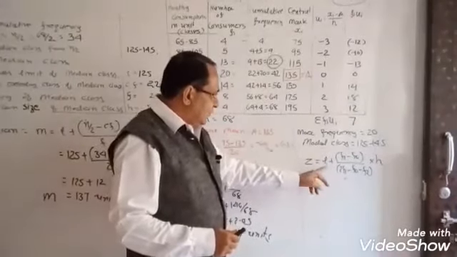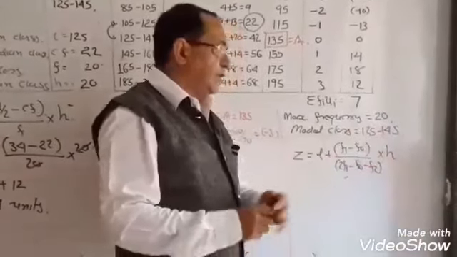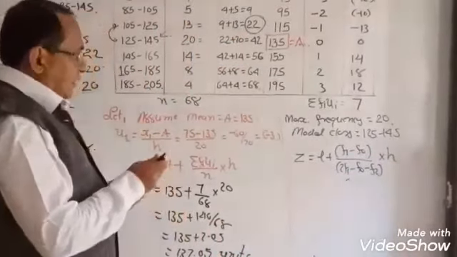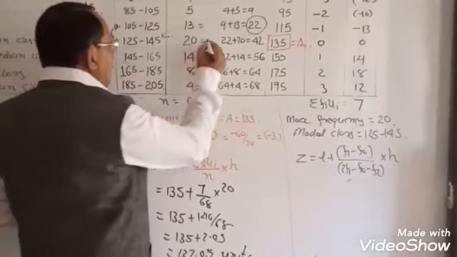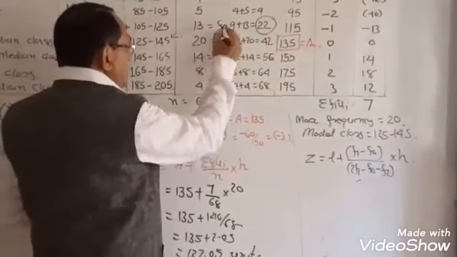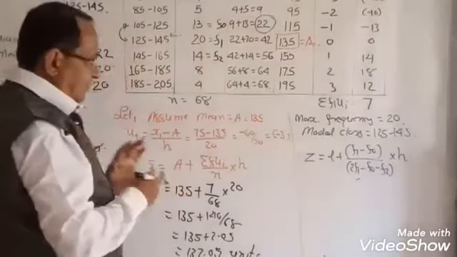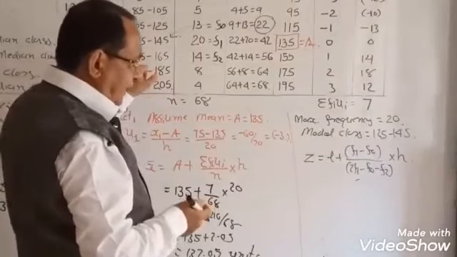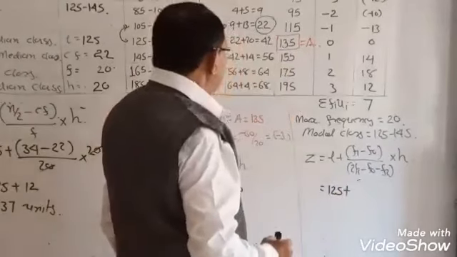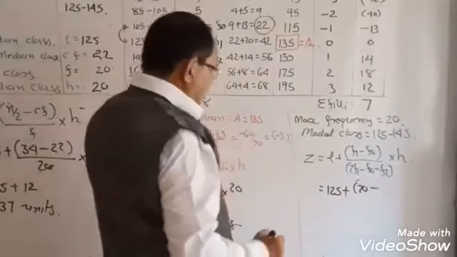Now Z is equal to L plus (F1 minus F0) upon (2F1 minus F0 minus F2) into H. You know this terminology, all this terminology. So I will put the values. That is your F1, that is your F0, that is your F2, and H is equal to 20, L is equal to 125. F1 is equal to 20, F0 is equal to 13.